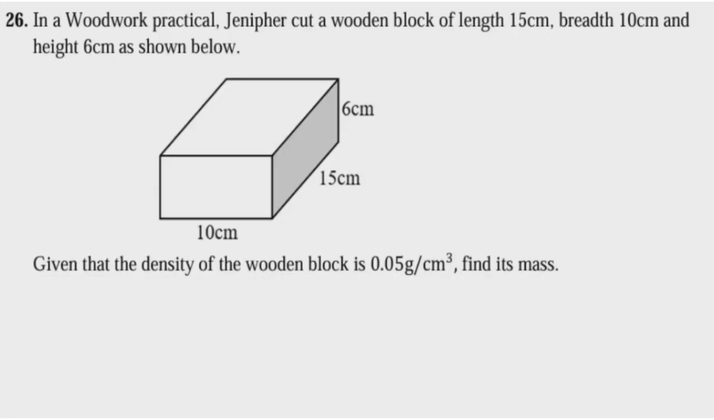Okay, after you have studied the diagram, now we can go to the actual question, which is: given that the density of the wooden block is 0.05 grams per centimeter cubic, find its mass. Okay, so what we need to do is to find its mass, the mass of this block.